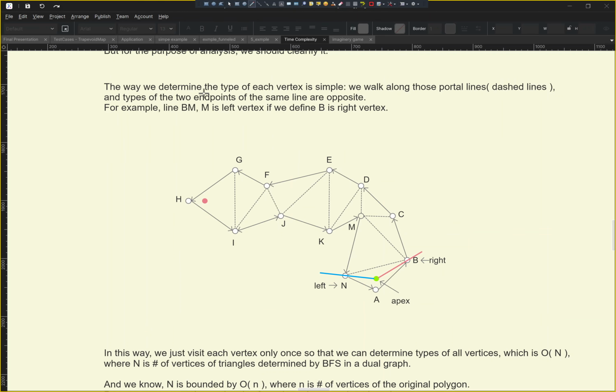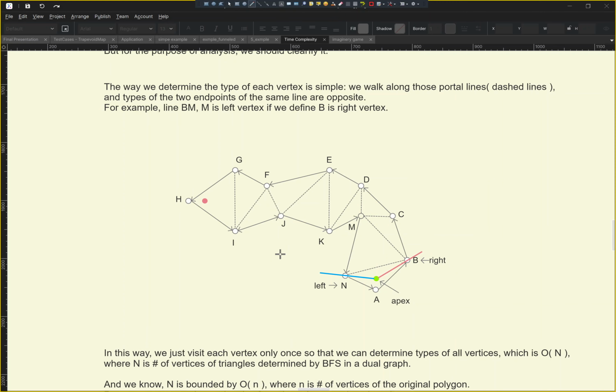The way we determine the type of each vertex is very simple. We walk along those portable lines, those dashed lines or internal diagonals, and determine the types of the two endpoints of the same line. They are opposite. So, for example, consider dashed line MB, and we define the type of vertex B as a right vertex. So its opposite endpoint, which is M, has a type opposite to that of B, which is left vertex.